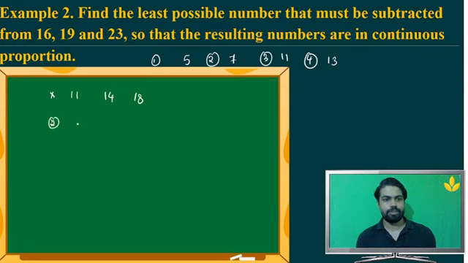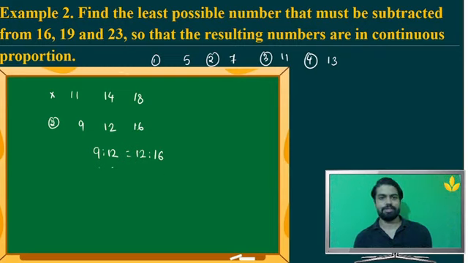If I remove 7 from 16, I get 9. 7 from 19, I get 12. And 7 from 23, I get 16. So when I see this, 9 is to 12 is actually 3 is to 4. And 12 is to 16 is also 3 is to 4. I can say 9 is to 12 is proportional to 12 is to 16. So they are in continuous proportion. That means the answer for this question is 7. If there were no options, I would have tried 1, 2, 3 till 7. Then I would have got the first answer as 7 itself.